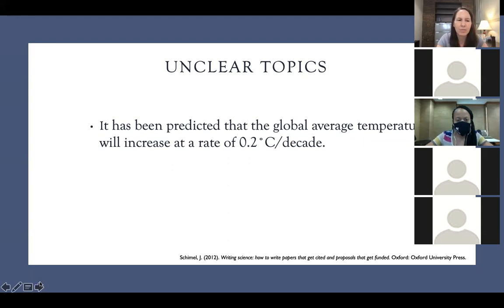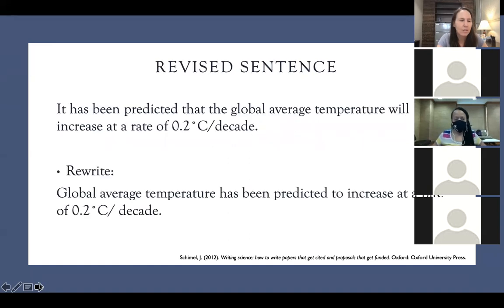We can just rewrite this for clarity to look something like this. "Global average temperature has been predicted to increase at a rate of 0.2 degrees Celsius per decade." So if you have the beginning of a sentence starting with something vague, like "it has been predicted," something in passive voice, or something that doesn't have a clear topic, think about how you can rewrite it so that your reader, when they jump into the sentence, has a clear idea of who's doing what.